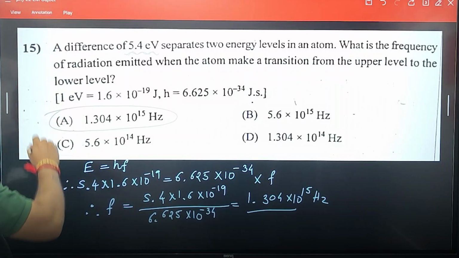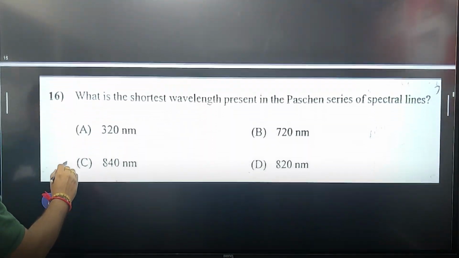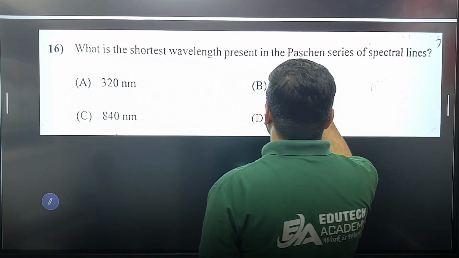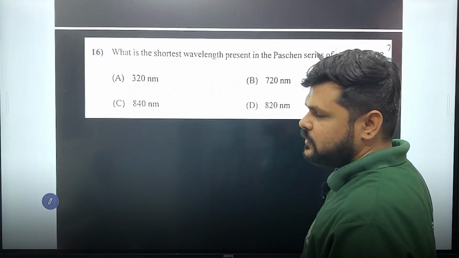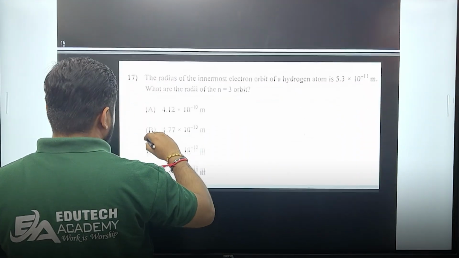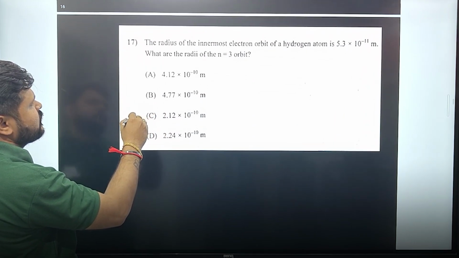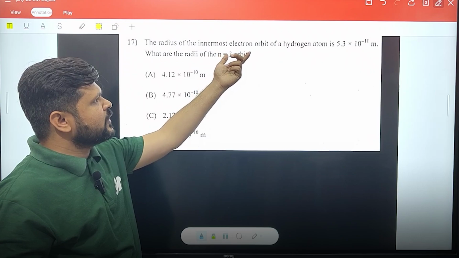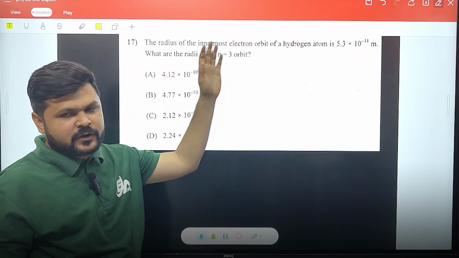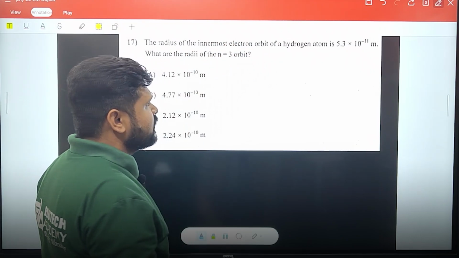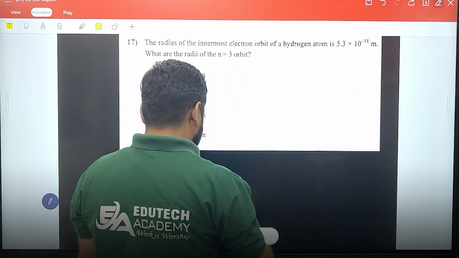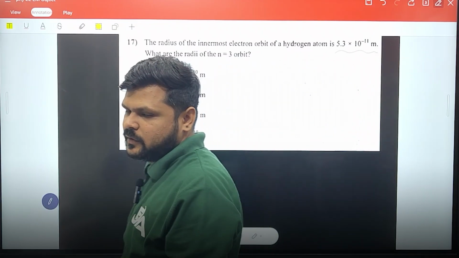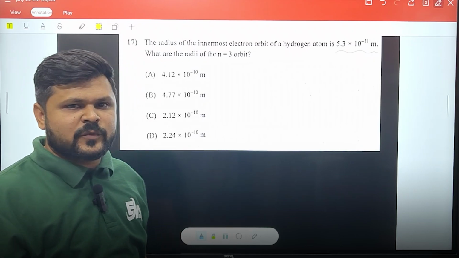Next MCQ, MCQ 16. That is an MCQ of the past one series, and that is not in your syllabus, it is deleted syllabus. So directly moving towards MCQ 17. MCQ 17 is: the radius of the innermost electron orbit in a hydrogen atom is 5.3 into 10 raised to minus 11 meter. Okay, this is the innermost orbit radius.